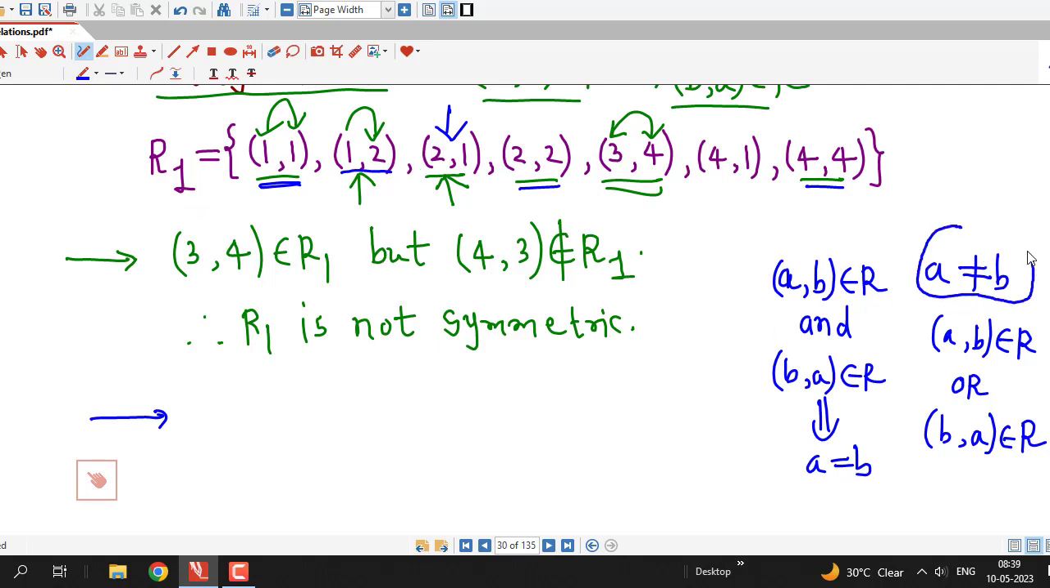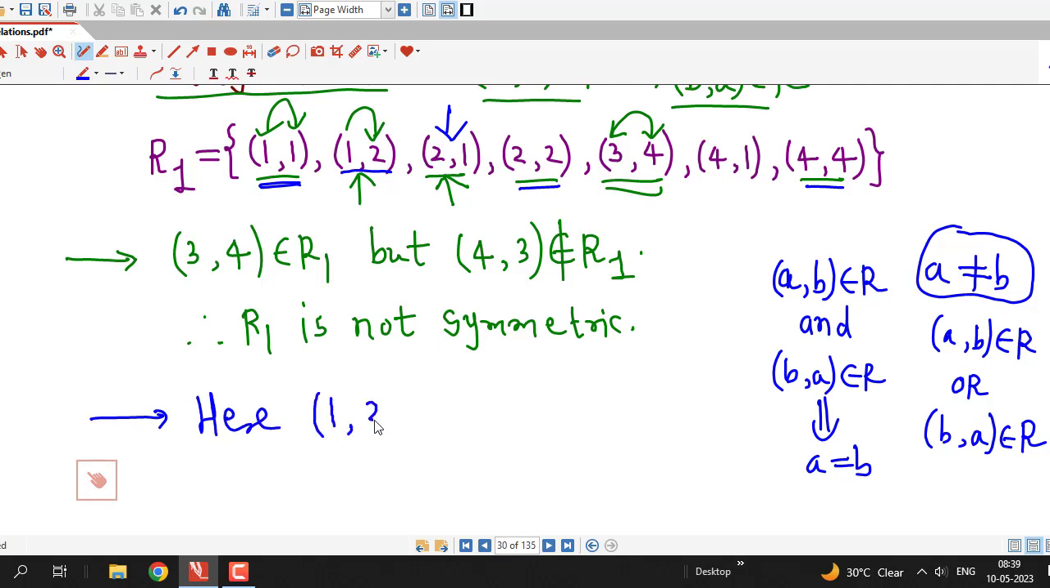Or we can use this definition also. If A and B are different, then either (A, B) belongs to R or (B, A) belongs to R. So here 1 and 2 are different, but (1, 2) and (2, 1) both are in R1. So we can write in any way.